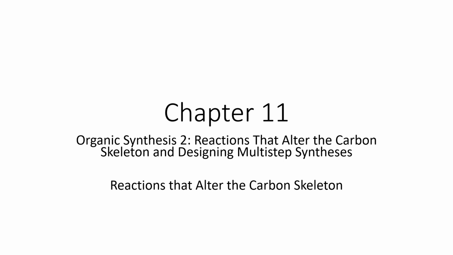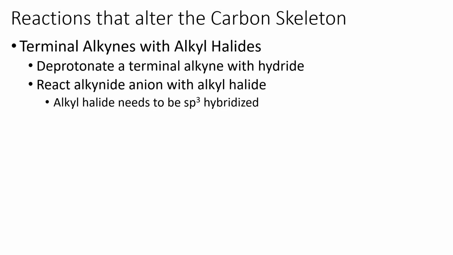In this section of Chapter 11, we're going to look at specific reactions that will alter the carbon skeleton. One of the reactions is to take a terminal alkyne and react it with an alkyl halide. Remember that the proton on the end of our terminal alkyne is slightly acidic, so we can deprotonate it with a hydride. Remember, the hydride is that H with 2 electrons and a negative charge.